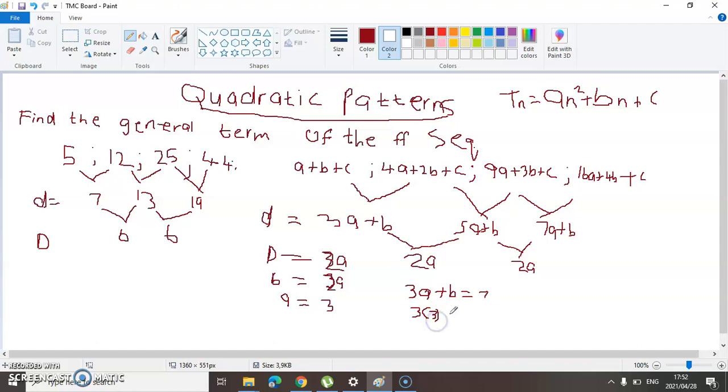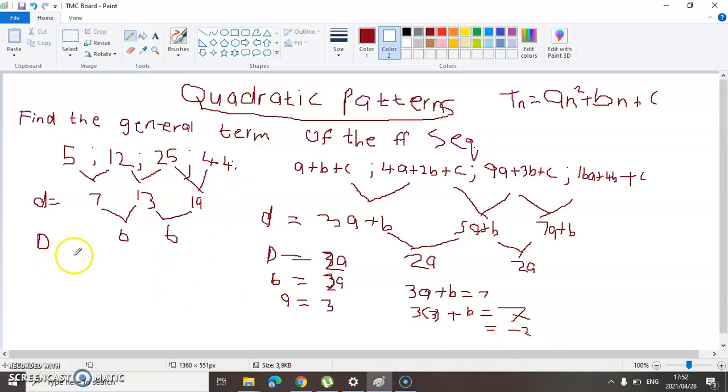So 3 with another 3. Guys, when you substitute, you must always put a bracket. B is equal to 7. So this is going to be 9. Take this to the side. It's going to be 7 minus 9. And then your answer will be minus 2. So now you got minus 2.